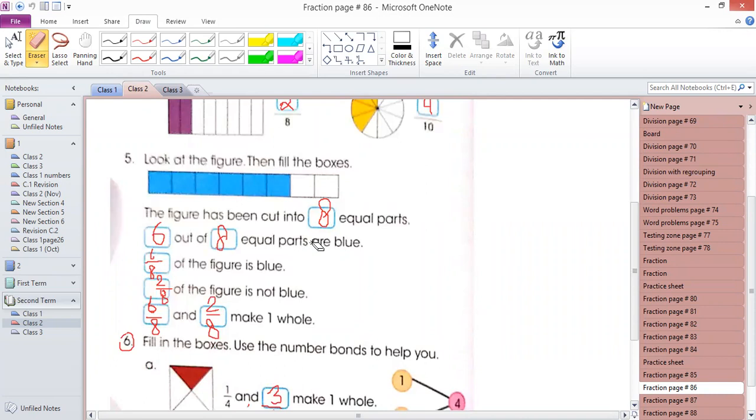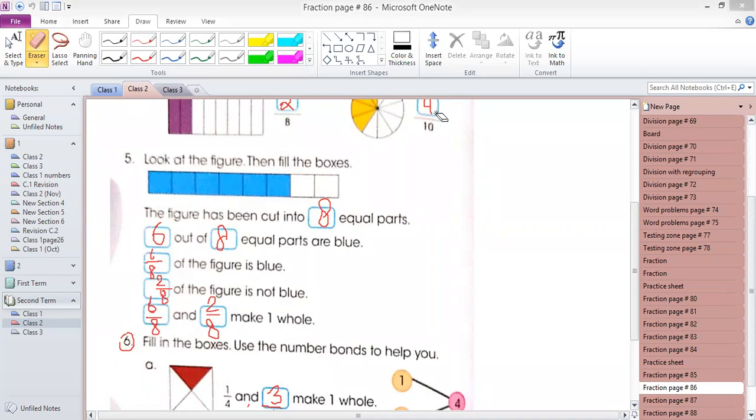The figure has been cut into dash equal parts. So count the number of equal parts. 1, 2, 3, 4, 5, 6, 7, 8. There are 8 equal parts. So you will say the figure has been cut into 8 equal parts. Now you know 8 equal parts. So out of how many equal parts? Out of 8 equal parts.